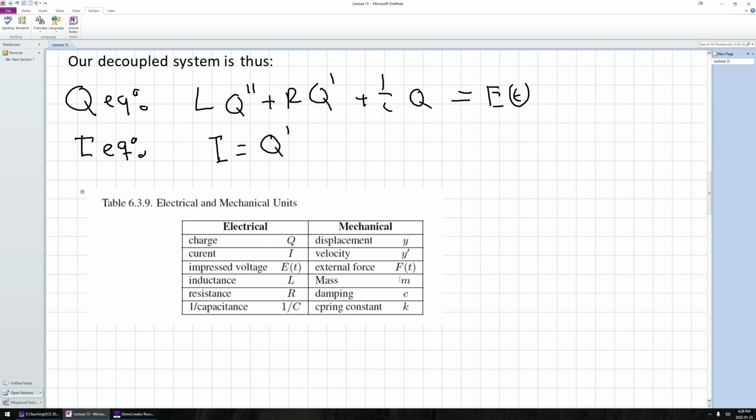Before, we had this mass m that was multiplied by the acceleration term, this y prime prime. Now we have this inductance, L, that's being multiplied by the second derivative of charge. So that's kind of our mass type term, if you will. And then we had some damping, which previously was called c, and that was the term multiplied by y prime. Now we have this resistance, which takes the functional form of the damping that we've seen before.